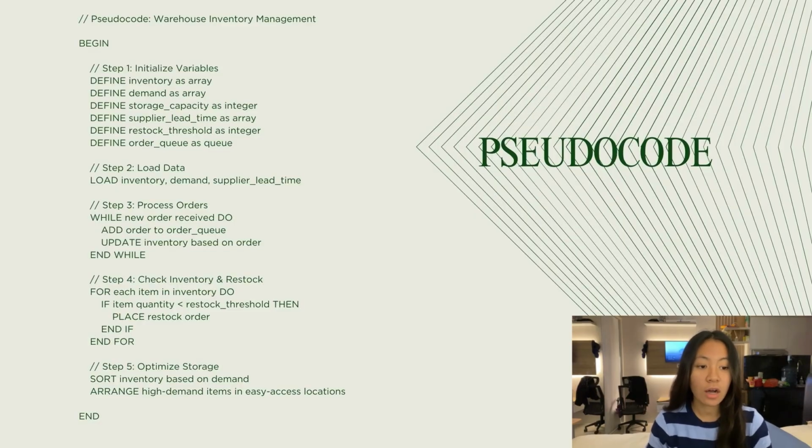After that, we check all of the items and check if any of the items' quantity is below a certain threshold. If it is, we place a restock order. Finally, we organize our inventory based on how often items are ordered, making sure popular items are easy to access. And this helps us keep everything running smoothly and efficiently.